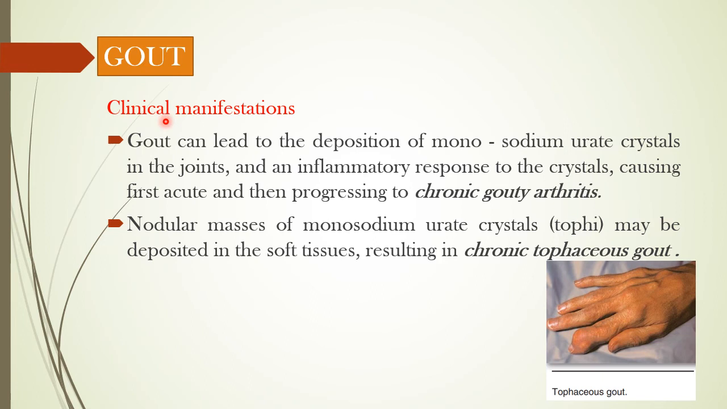Clinical manifestations of gout. Patients of gout can have deposition of uric acid in the form of monosodium urate crystals in their joints, and as a result of which an inflammatory response is triggered. And it may cause first acute gouty arthritis, and then it can progress or lead to the development of chronic gouty arthritis. Gout patients may also have some nodular masses of monosodium urate crystals, which are called tophi, and these may be seen in the soft tissues of the body, resulting into chronic tophaceous gout. For example, here you can see the presence of tophi on the index finger of a gout patient.